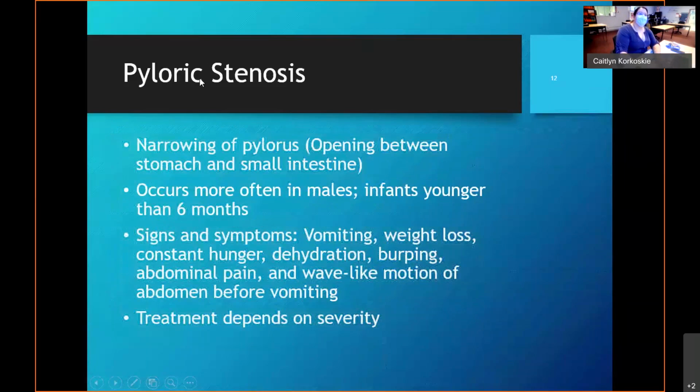So just in case you guys were not aware, anything that says stenosis means a narrowing of something. So what this is, the pyloric or pylorus, is an opening between the stomach and the small intestine. So it's a narrowing.